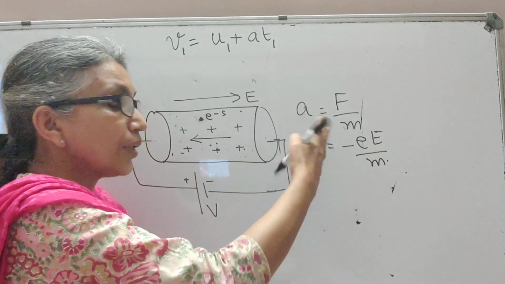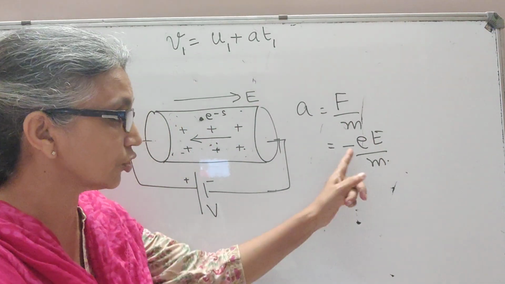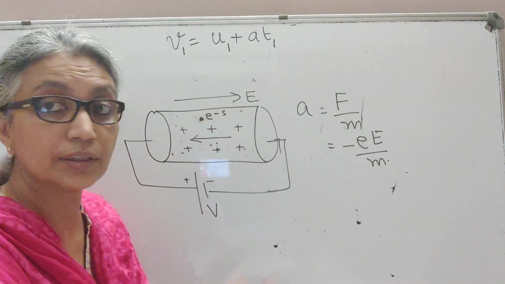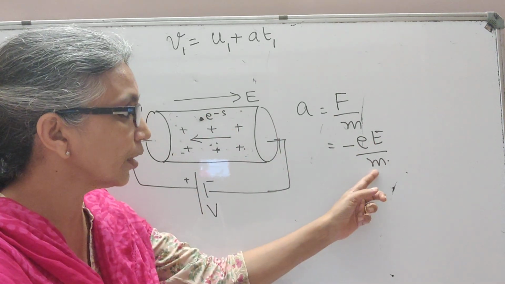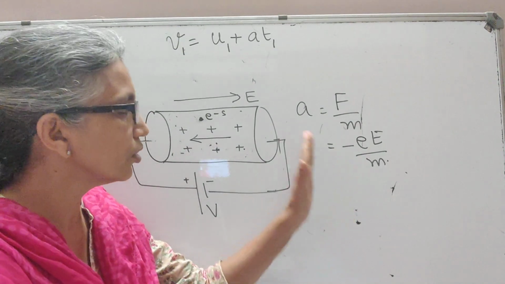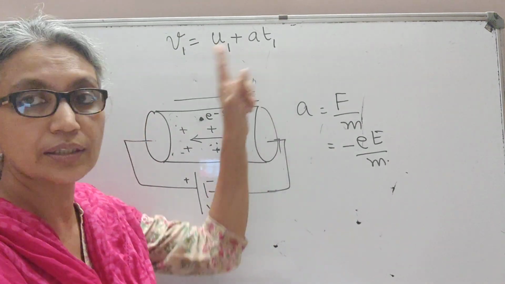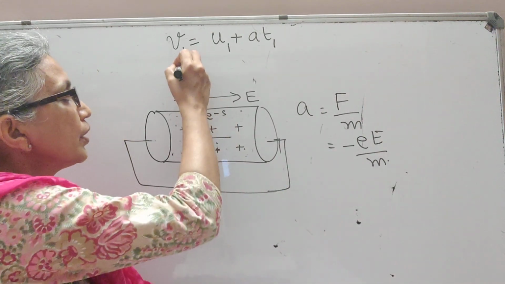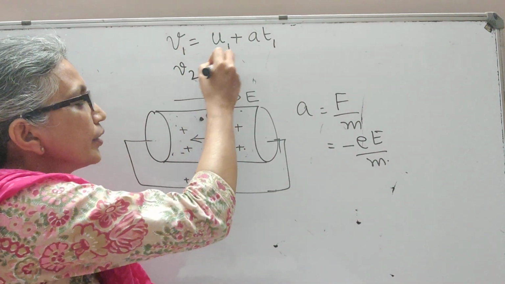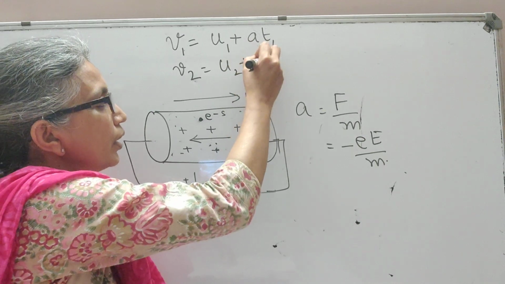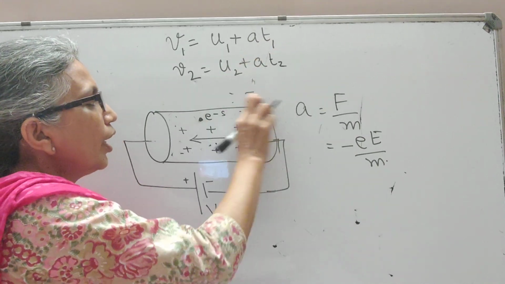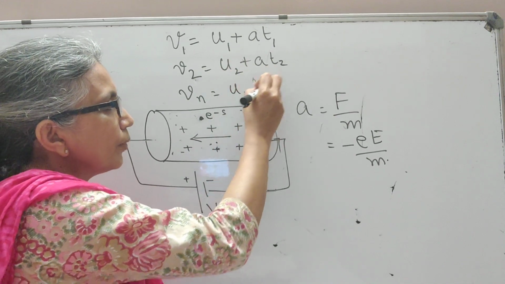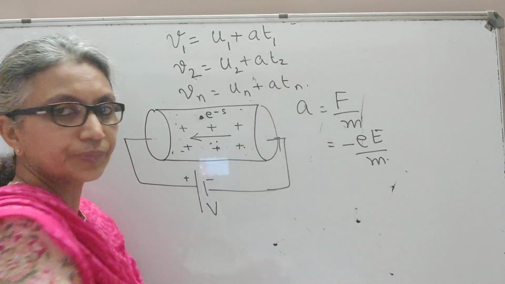Now all electrons will have the same acceleration because charge on an electron is the same for all electrons. All of these electrons are experiencing the same electric field and the mass of all electrons will be the same. So all electrons will have the same acceleration, so I don't have to use A1, A2 for different electrons. Now if I take another electron, V2 is going to be U2 plus A T2 and so on up to the nth electron being Vn equal to Un plus A Tn.